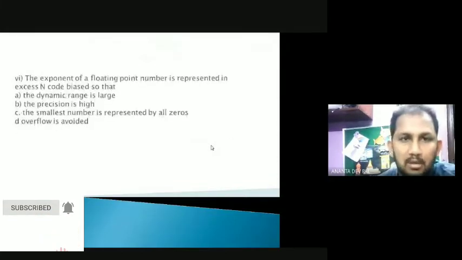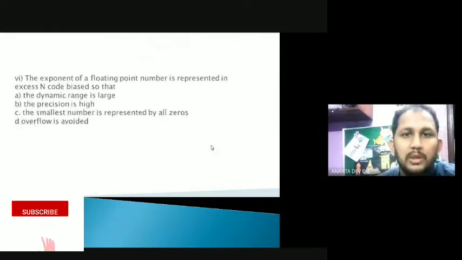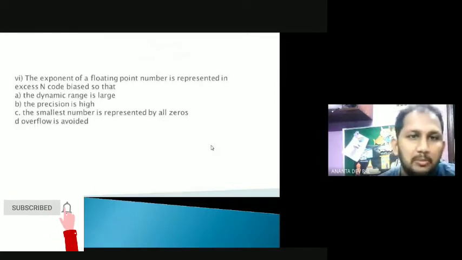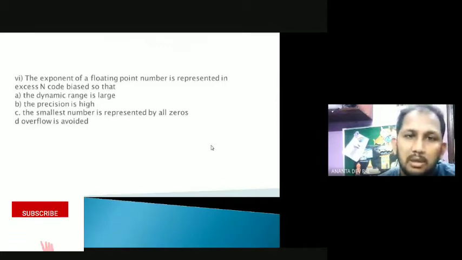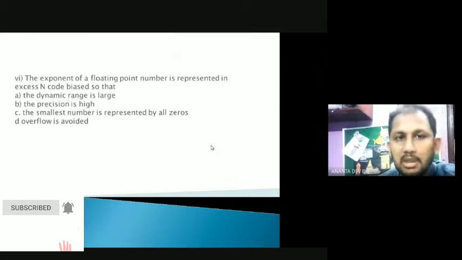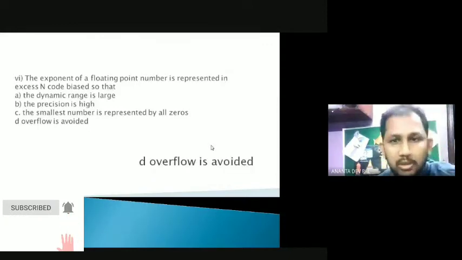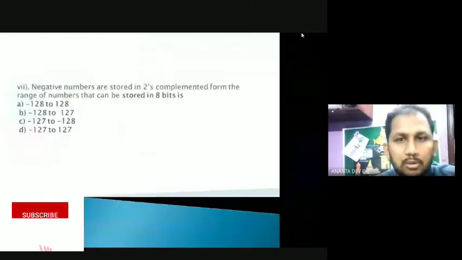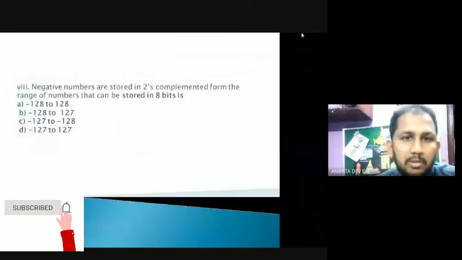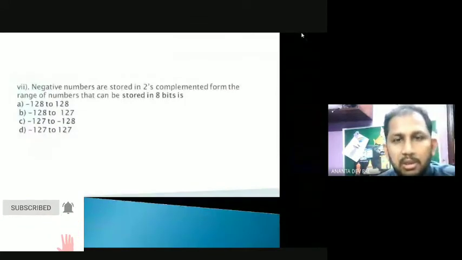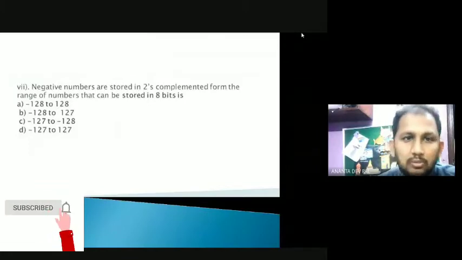The exponent of floating point numbers is represented in excess-3 code, bias, so that dynamic range is large, precision is high, smallest number is represented by all zeros, overflow is avoided. Definitely the answer is overflow is avoided. Negative numbers are stored in two's complement form. The range of numbers that can be stored in 8 bits is definitely minus 128 to 127. The right answer is B.